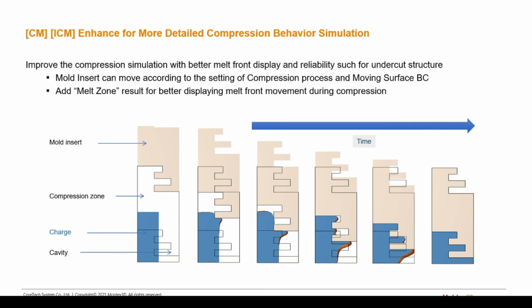Some enhancements have been made to compression molding and injection compression molding alike. The generation of a compression zone is much easier now using a tetrahedral mesh. Any sort of mold insert or even complex compression zone can be generated intuitively. And the shape of that compression zone will actually deform the melt in the expected manner.